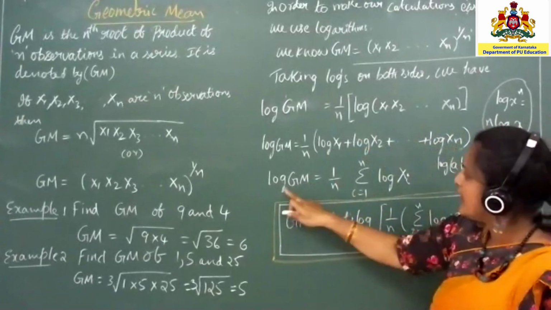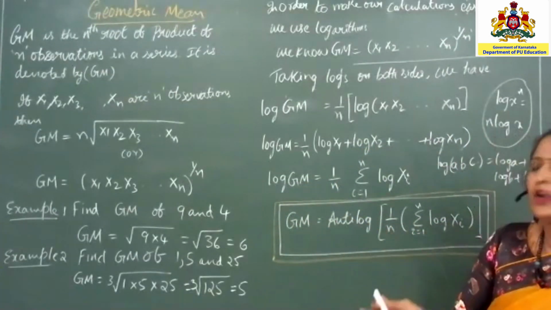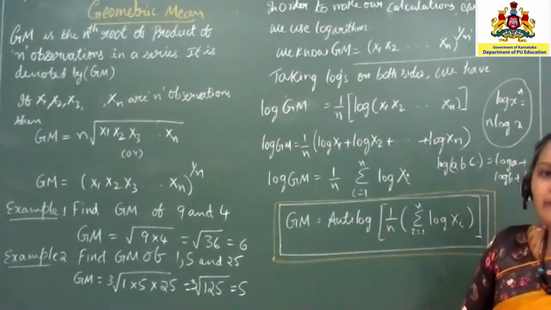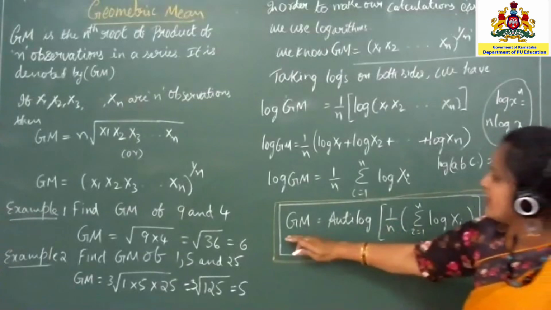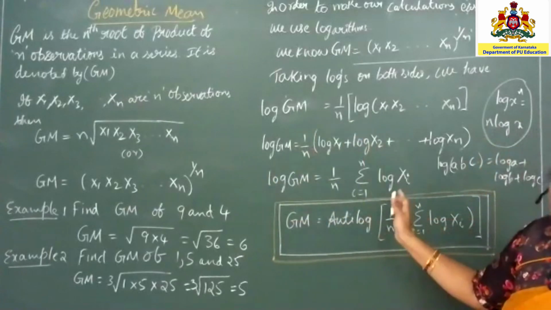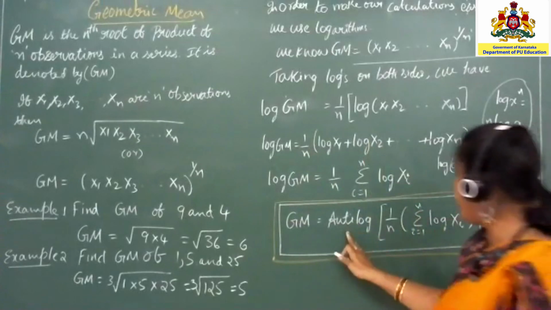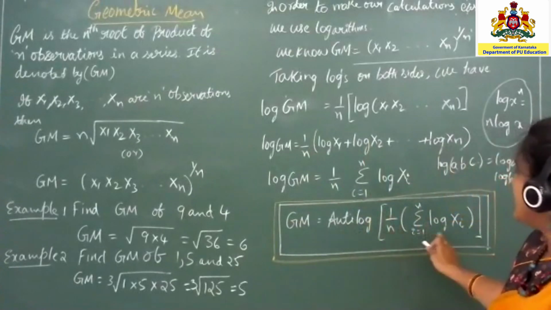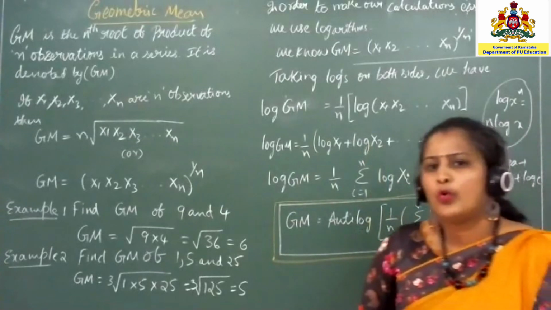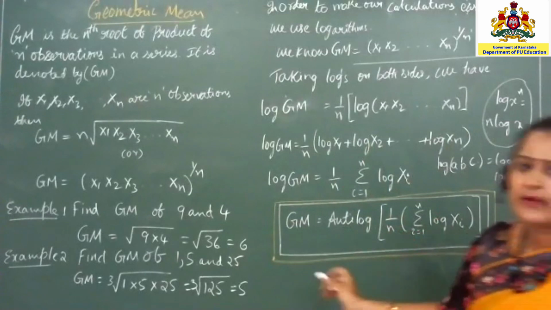Here we have log GM. We convert that log to anti-log so that we get the geometric mean of that particular value. So geometric mean is equal to the anti-log of 1 by n into the summation of log xi, i equal to 1 to n. This is the formula for geometric mean.